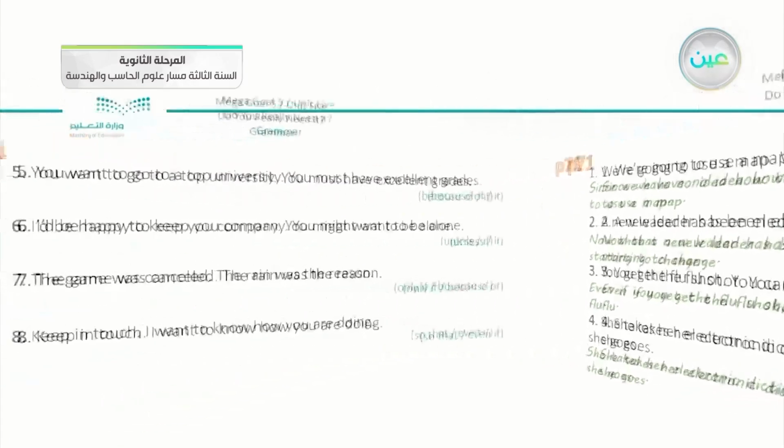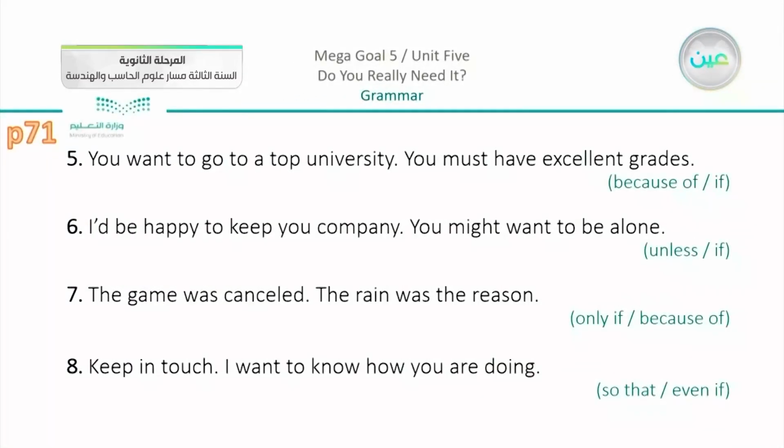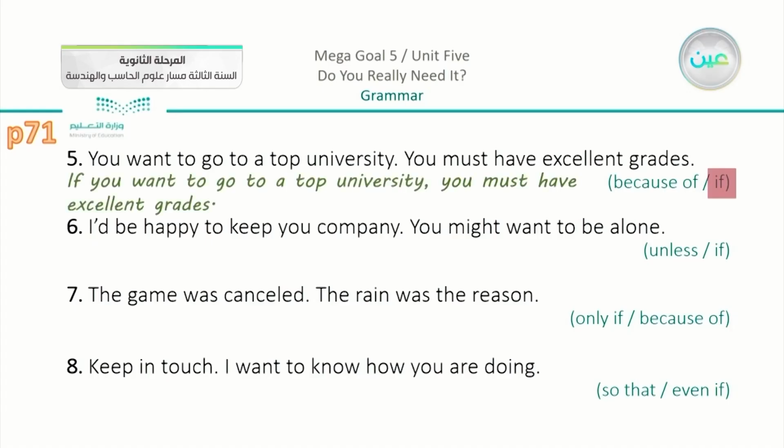Moving on, we have number 5 here. Number 5, you want to go to a top-tier university, you must have excellent grades. So we have here condition. We're going to choose if here, and completing, if you want to go to a top university, comma, you must have excellent grades. And then we have in number 6, I'd be happy to keep you company.